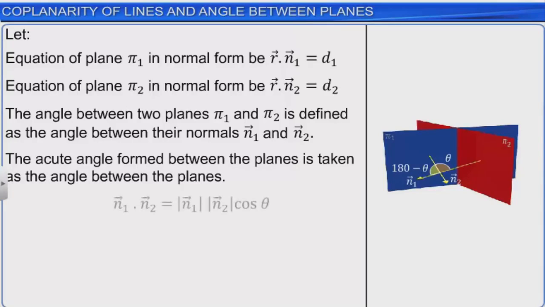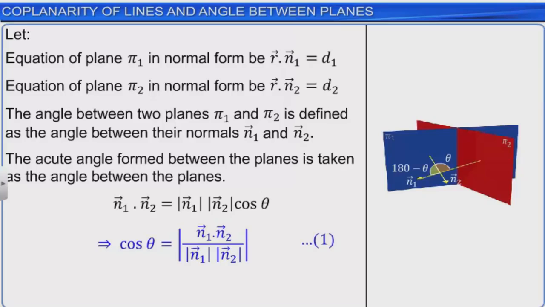We already know that the scalar dot product of vectors n1 and n2 with angle theta between them is equal to the product of the magnitudes of vectors n1 and n2 and the cosine of angle theta. Rearranging the terms of this equation, we get the cosine of angle theta between planes pi1 and pi2 with normals n1 and n2 as shown.